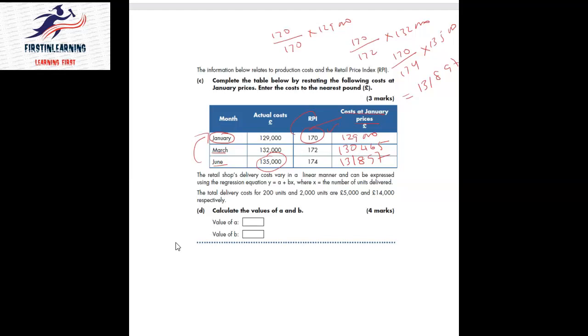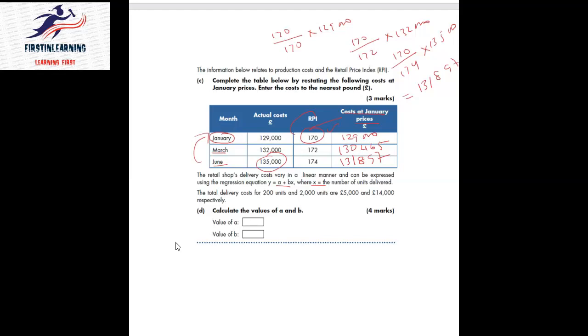The next question we have here: the retail shop's delivery costs vary in a linear manner and can be expressed using the regression equation a plus bx, where x is the number of units, so we have to multiply by the x to identify how much the cost is. That's not a problem, it's a very easy question. Normally this type of question comes in the exams with very few marks, like 2 or 4 marks. So let's have a look at what the requirement is here.